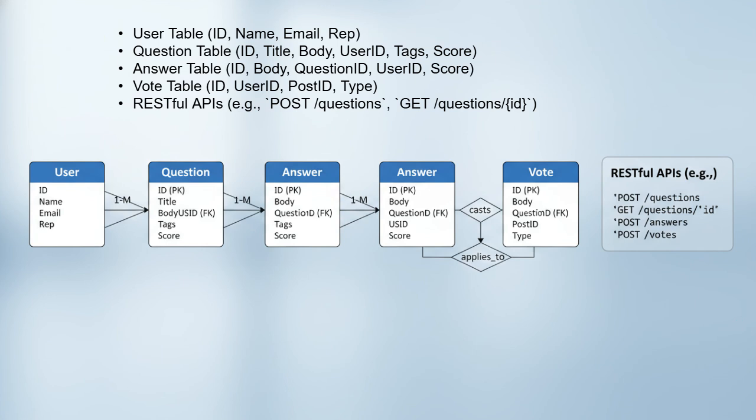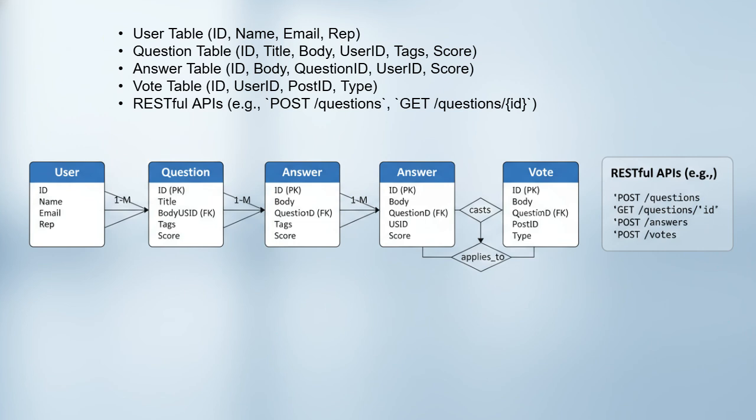A separate vote table tracks ID, user ID, post ID, polymorphic foreign key for question or answer, and type, upvote, downvote. These tables are interconnected through foreign keys, representing the relationships. Complementing this, a set of RESTful APIs would expose these functionalities, such as POST /questions to create a new question, GET /question/ID to retrieve a specific question, POST /answers to add an answer, and POST /votes to register votes.